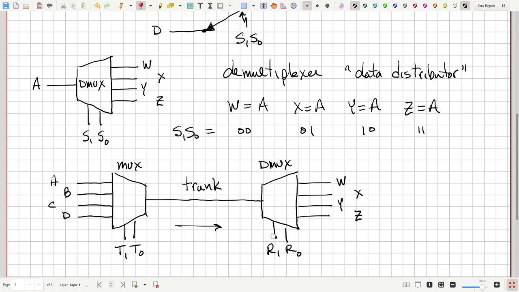And then the demultiplexer is like the receiver, and it determines from these control signals R1 and R0 which one of these outputs, W, X, Y, or Z, is going to get that information that goes over the trunk, right? So by this appropriate selection of the T's and the R's, we could set up a communication signal, say that went from A over the trunk to Y at the output.